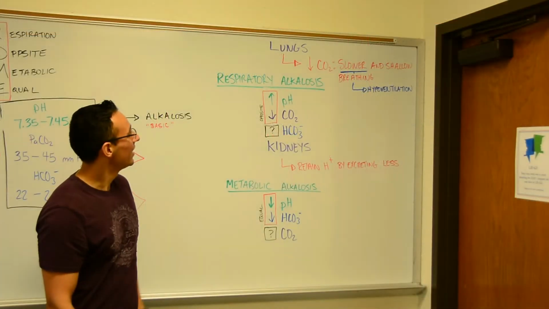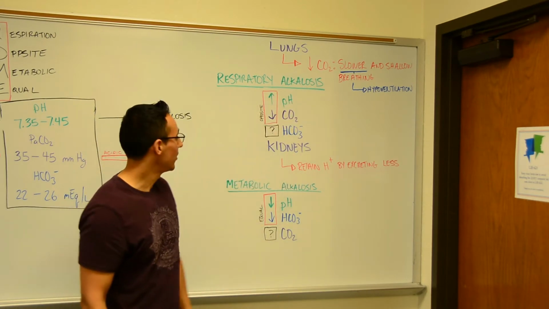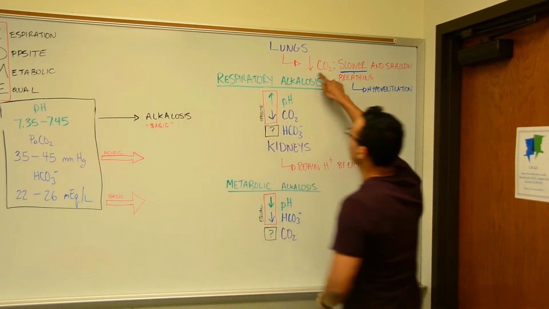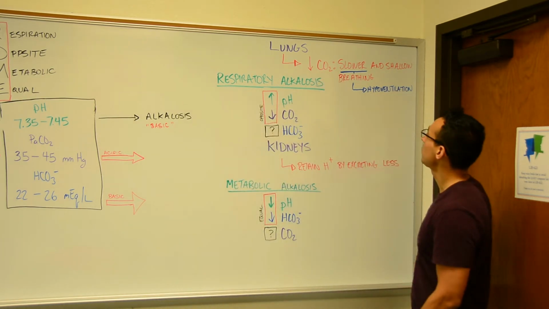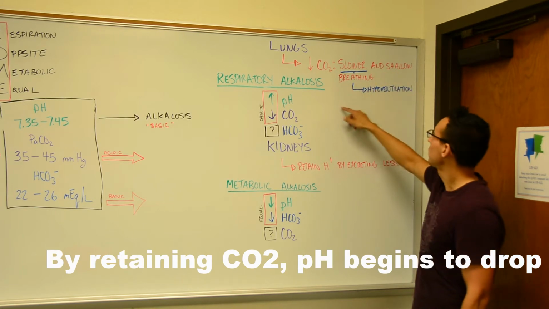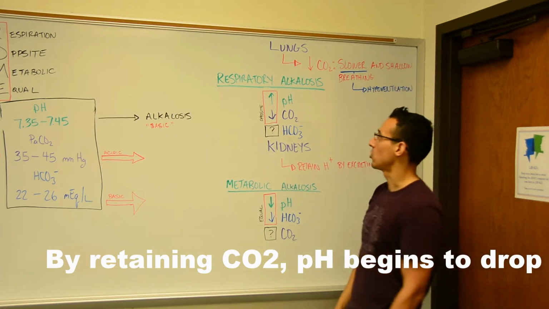Right side, now we're on the alkalosis side, right? So for your lungs, we're going to have a decrease in CO2. And with a decrease in CO2, you're going to have slower and shallow breathing. This is going to be your hypoventilation.